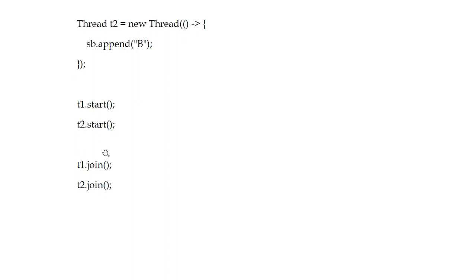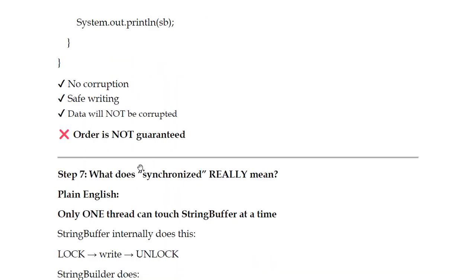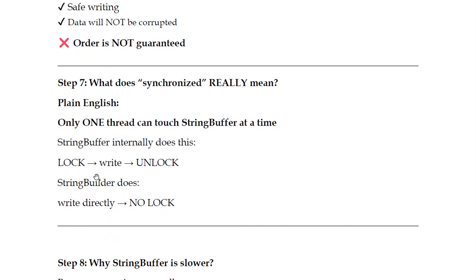So we use that keyword, synchronize. Here also the order is not guaranteed, any order can occur, but the data will not be corrupted. At a time only one operation will happen. We tell them not to do double work at the same time, as it will be confusing. Complete one work and then do another. So only one thread can touch the string buffer at a time. First lock it: if your thread is executing, lock it, write it, and then unlock. Next, another one will do it.